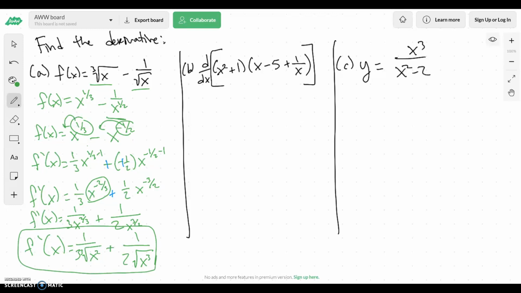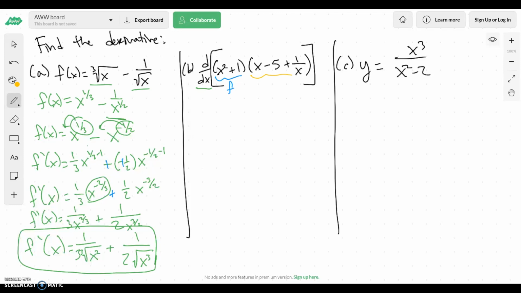Okay, now the second one, I wrote it in a different way. Now I put d over dx. That way you get used to it. This just means take the derivative with respect to x. What I've noticed is that I have two different functions. I have one function, this is going to be my f, and I have my other function, this is going to be my g.